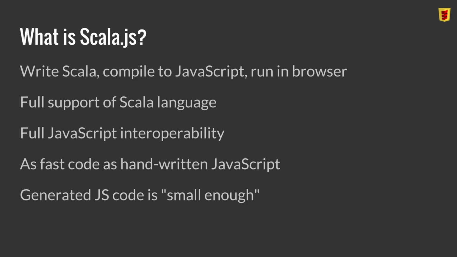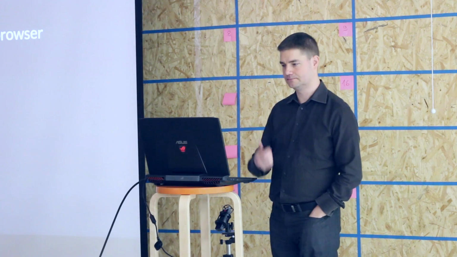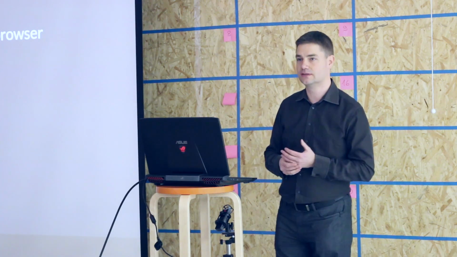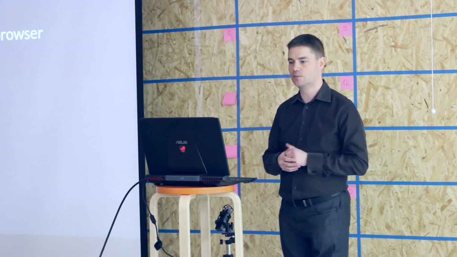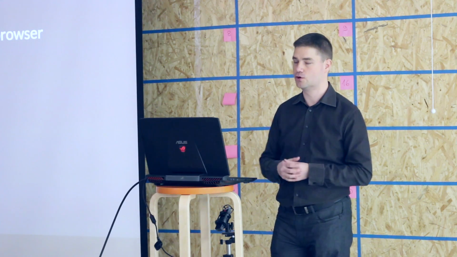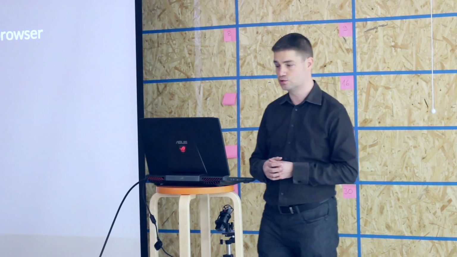And the generated JS code is quite small. It's comparable to what you would write by hand. But typically you need to include a few Scala libraries in there, so it ends up at maybe a few hundred kilobytes per typical application after going through the Google Closure compiler.